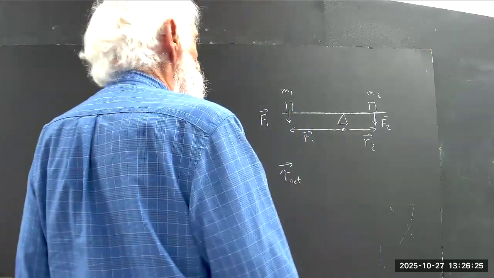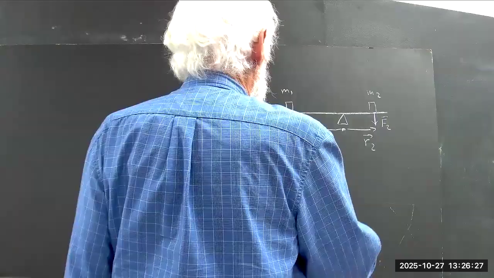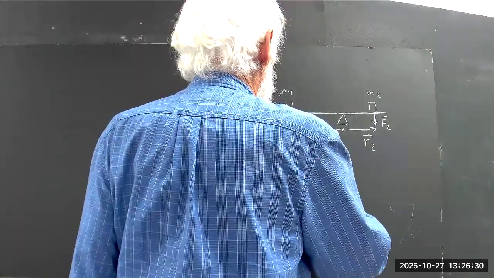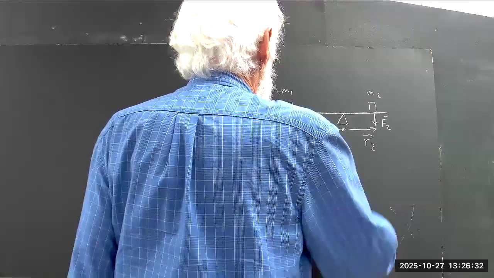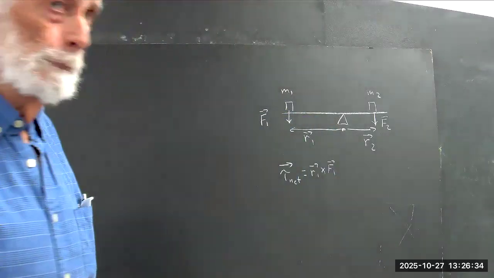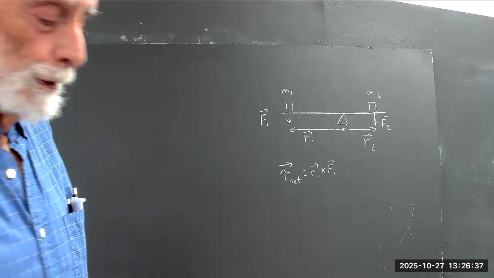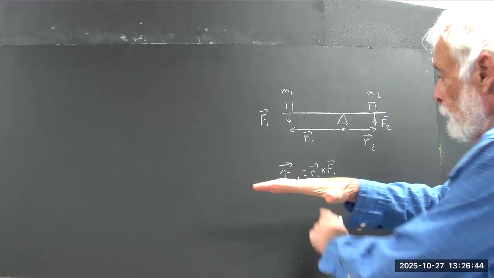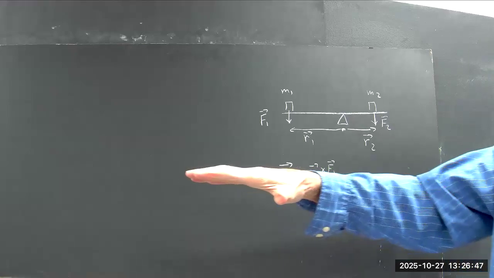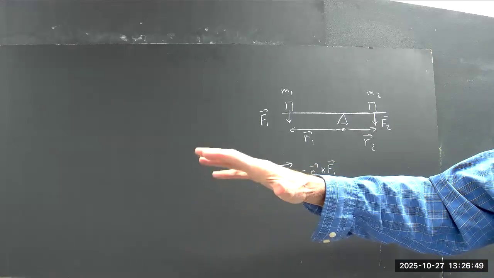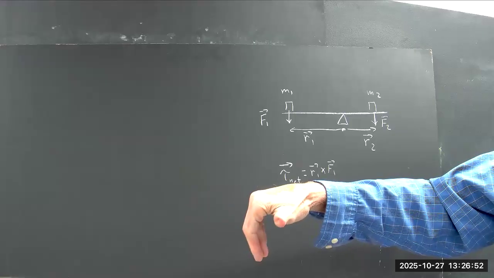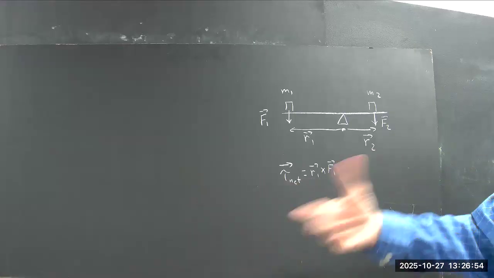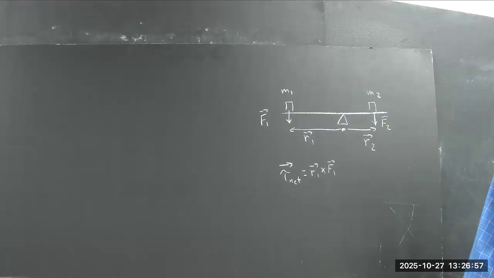Okay, net torque. It's R1 cross F1. Now, how do you get the direction of R1 cross F1? You take your right hand and you put it in the direction of R1, which is this direction, and you turn your fingers toward the direction of F1. Or otherwise use the right-hand rule, which you need to be very comfortable with by next time, okay?